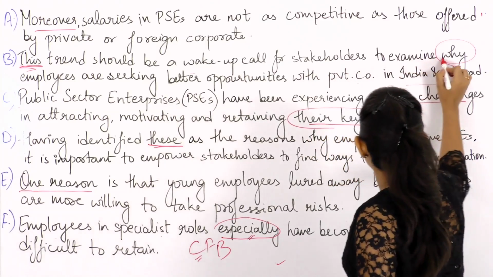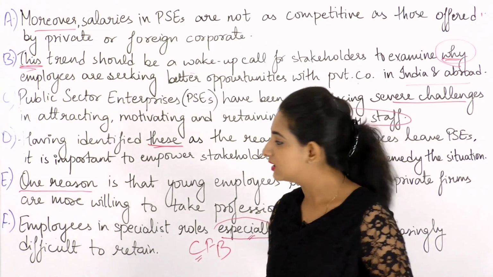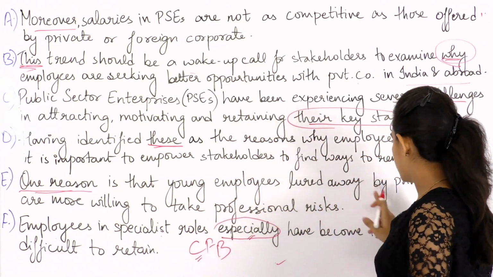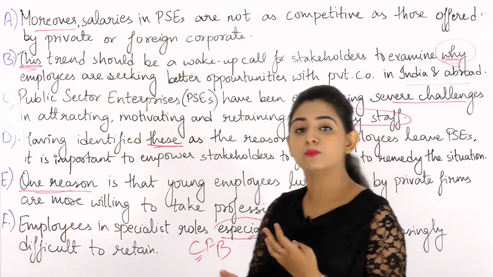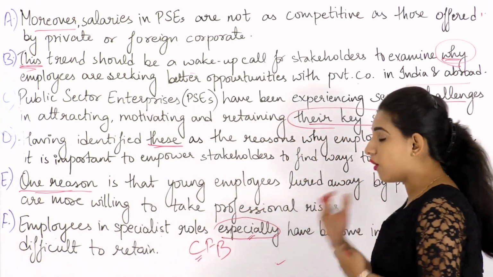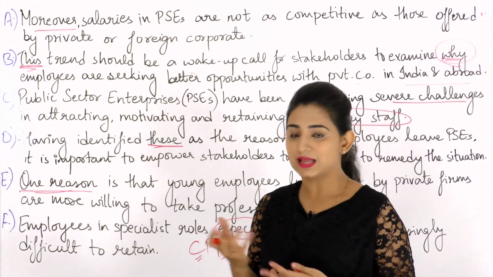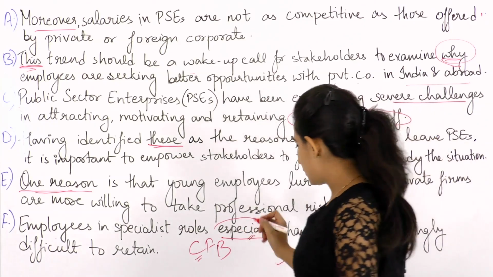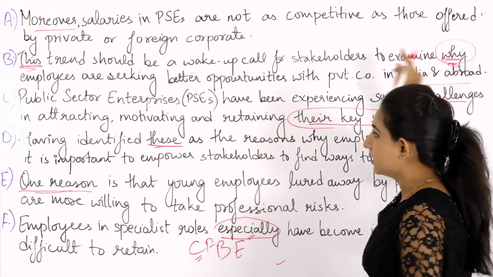Now, there is a question over here which says why are they facing such a problem? So, where are the reasons? The first reason given here, one reason is that young employees lured away by private firms are more willing to take professional risks. Young employees are very much attracted towards the private firms. Why? Because they are offered various kinds of salaries, they are offered innumerable perks. That is why they get lured away, they get attracted away by the private firms. So, we will place E after B. Why? Because this is the answer to the question that is given in B.